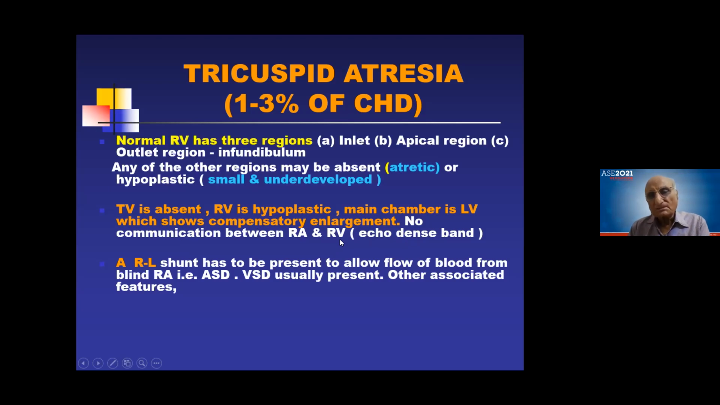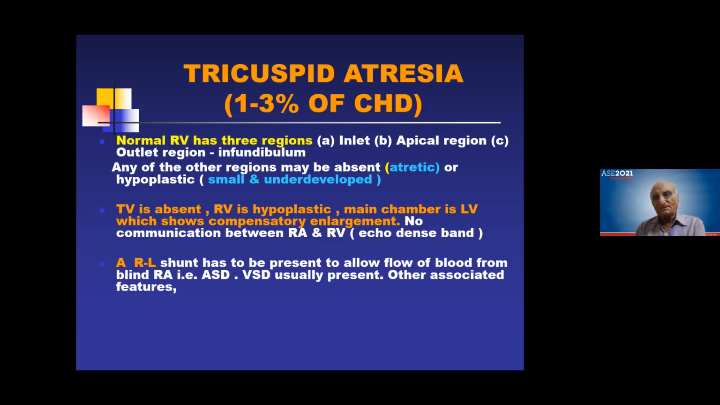So when it is absent, there is no way that it can communicate. So how does the patient survive? The blood which comes to the RA goes to the LV. So a right-to-left shunt has to be present at some level so that the patient can survive.